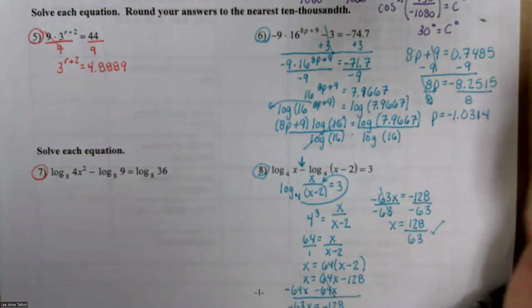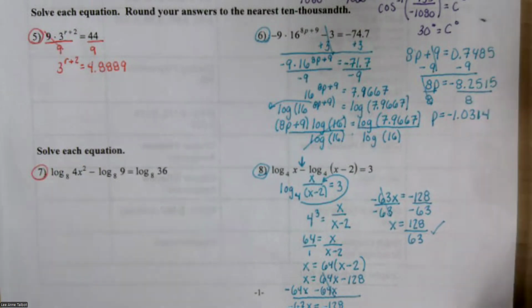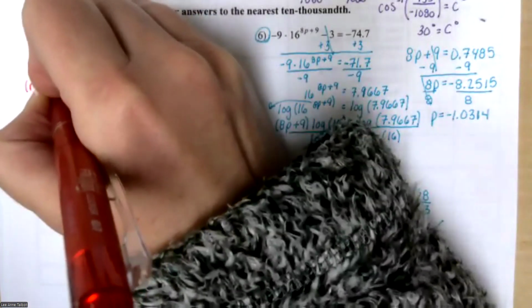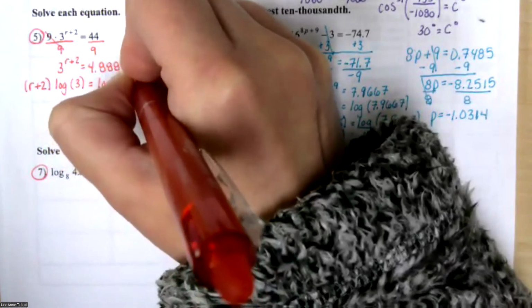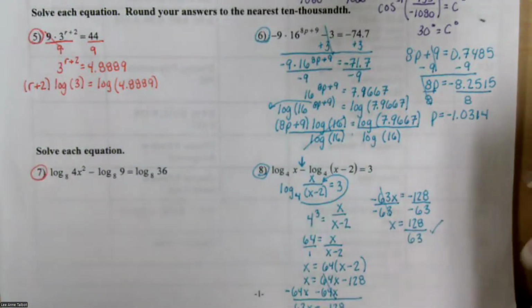I almost want to leave it at 44 ninths, but it's fine. Okay, now I'm going to log both sides and put the exponent in front. So r plus 2 times log 3 equals log 4.8889 divided by log 3.